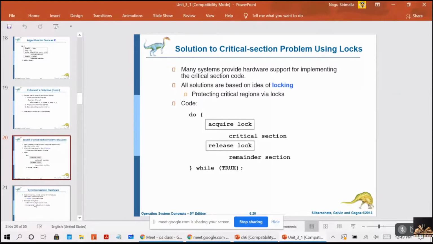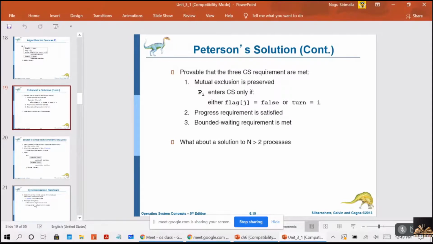Clear? Now, coming to this, check for the progress and bounded waiting. The while loop is the only possible way that a process Pi can be prevented from entering the critical section, only if it is stuck in the while loop with the condition flag of J is equal to true and turn is equal to J. Right? If flag of J is true and turn is J, then Pi can be prevented from entering the critical section.